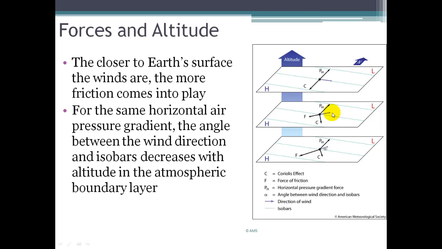As we go higher up in the atmosphere, you can see the power of friction is decreasing. We still have it, but it's less of an effect. And so we're going to be crossing the isobars at a smaller angle. We're moving more towards geostrophic flow, which, once we get up past the boundary layer and away from the Earth's friction, is that flow parallel to the isobars that's a combination of the pressure gradient force matched by the Coriolis effect.